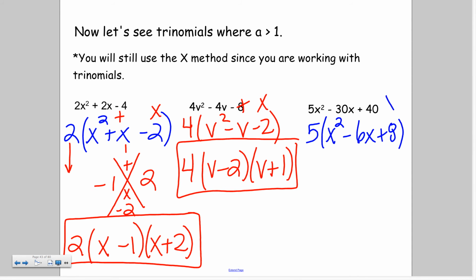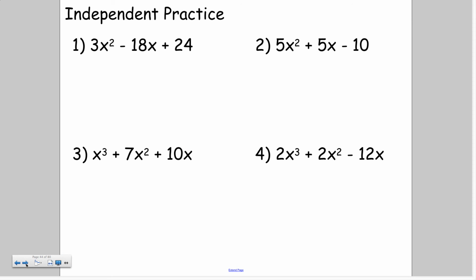We're going to multiply to get 8, add to get negative 6. So that gives us 5 times x minus 4 and x minus 2, because we want to multiply to get a positive, but add to get a negative, so that means our signs need to be negative. Alright, if you want to pause it, try those 4, and then check your work.